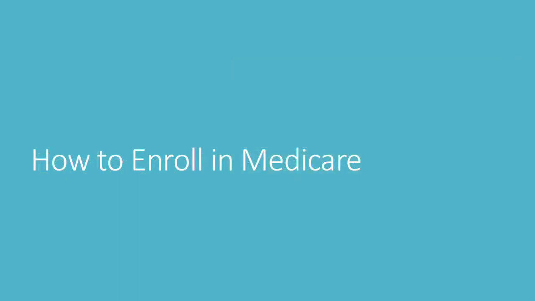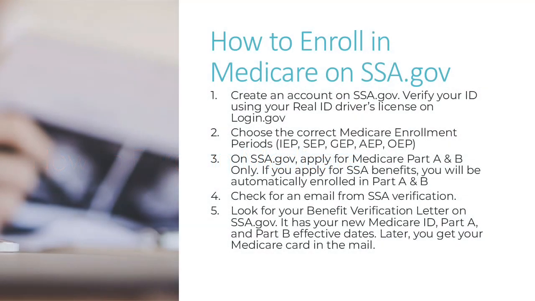So, how do you enroll in Medicare? The Social Security Administration is the gatekeeper for Medicare. This is where you'll enroll in Medicare. Step 1. Create an account on the Social Security website at ssa.gov. You'll need to verify your identity through login.gov or id.me, using your real ID, driver's license, or other forms of official identification.